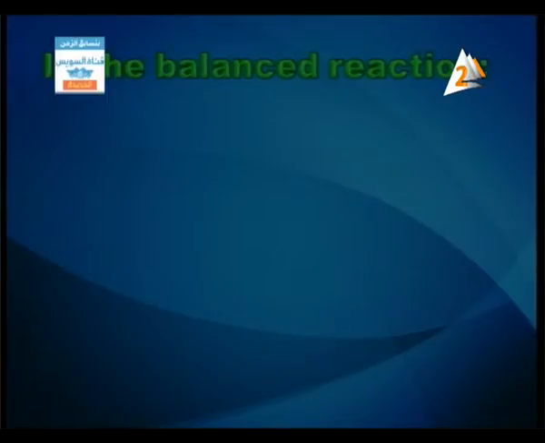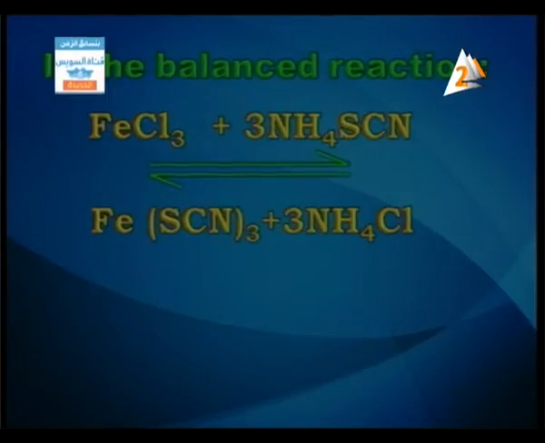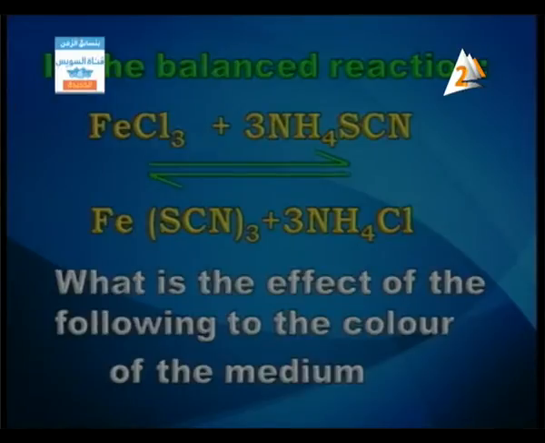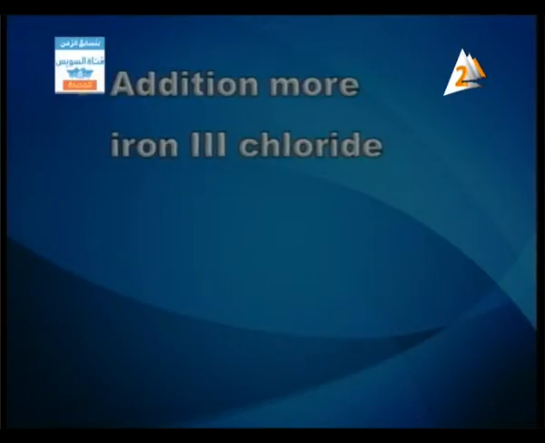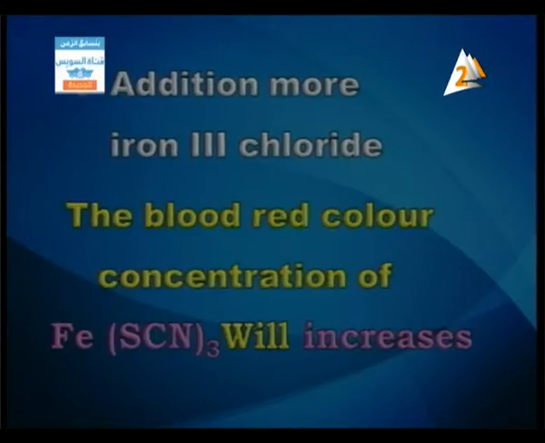Next question, in the balanced reaction, FeCl3 plus 3NH4SCN gives Fe(SCN)3 plus 3NH4Cl. What is the effect of the following on the color of the medium? Adding more iron 3 chloride, you will find the answer. The blood red color concentration of iron 3 thiocyanate will increase.